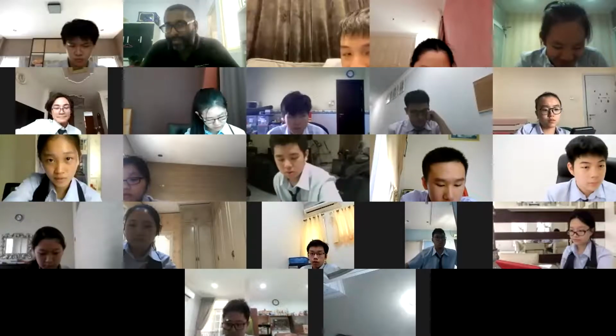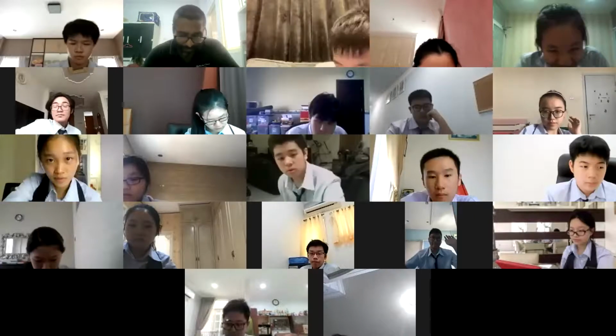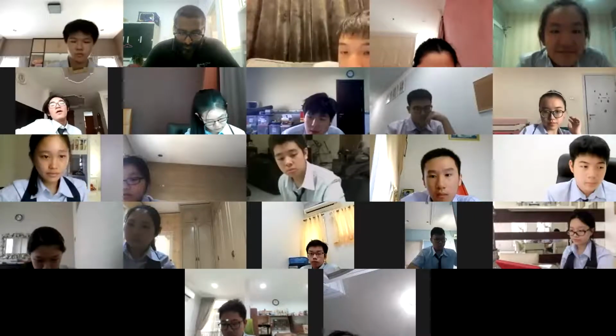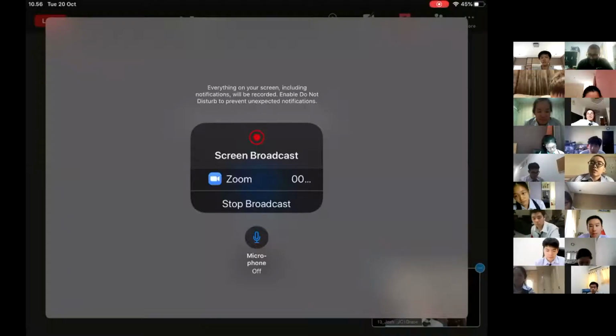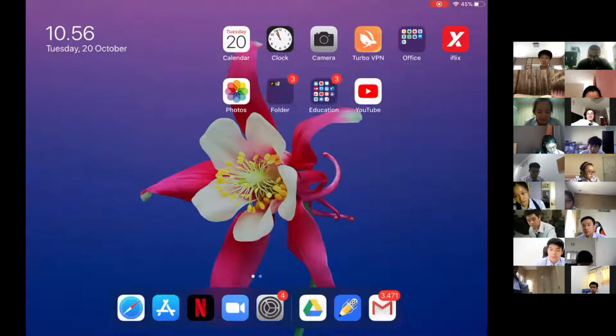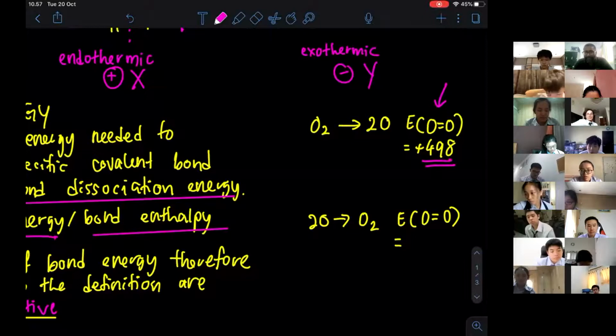Just now, I showed you O2 changing into 2O. So is it actually bond formation or bond breaking? O2 to 2O is bond breaking. So when you look at bond breaking, the O double bond O is going to be positive 498, because you are breaking the bond between O double bond O, so that is going to be positive.